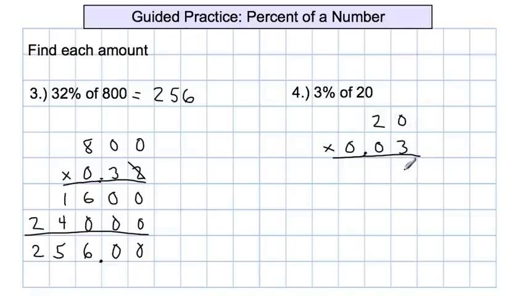So 3 times 0 is 0, 3 times 2 is 6, and then all the rest is going to be 0. 0 times 0, 0 times 2, 0. So I'm all set here. 2 spaces in the factor. That means 2 spaces in the product. I'll put a 0 to fill out that number. So it's 3% of 20 equals 0.6.